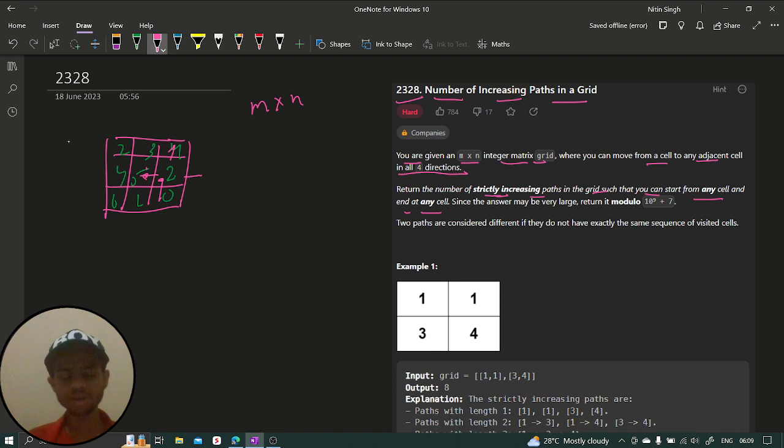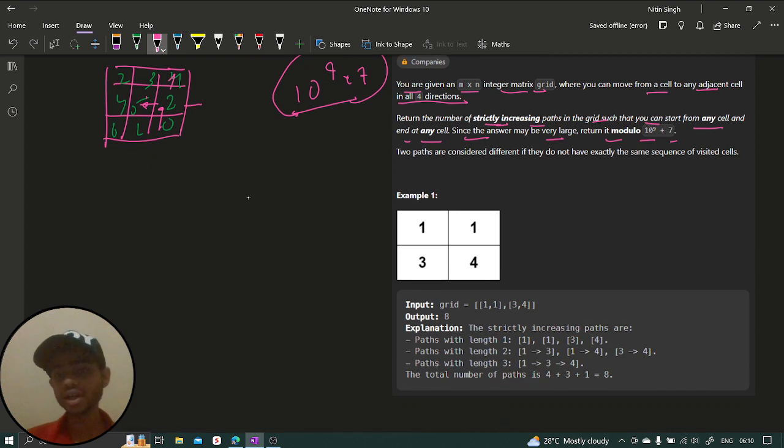So how are we going to return it? We are going to see that also. Don't worry. In the next line they say since the answer may be very large, return it modulo 10 raised to 9 plus 7. So there may be more than 10 raised to 9 plus 7 paths in our grid. There may be. So if it is so, then we have to return the modulus of this, right? Okay. Now two paths are considered different if they don't have exactly the same sequence of visited cells. So we are going to see how they are going to be considered different and how they are going to be considered the same, right?